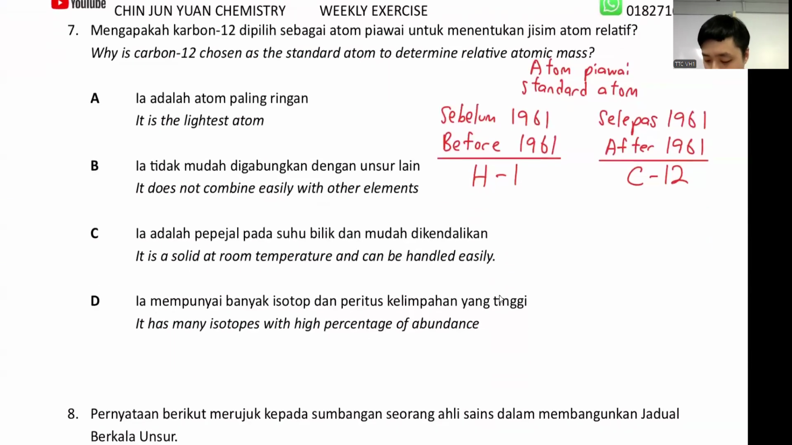Because why? Very simple. It's more accurate and easier to handle, because hydrogen is in gas form at room temperature, which is very hard to handle. Also it's explosive, flammable, dangerous, and expensive as well. So the best reason they use carbon-12 after 1961 is C here: it is a solid at room temperature, unlike hydrogen gas. Solid means it can be handled easily.